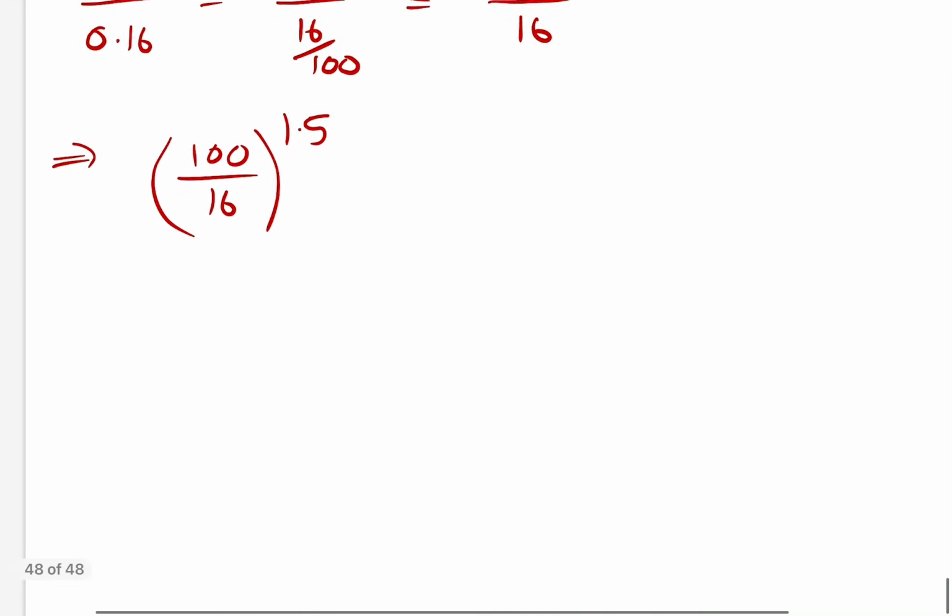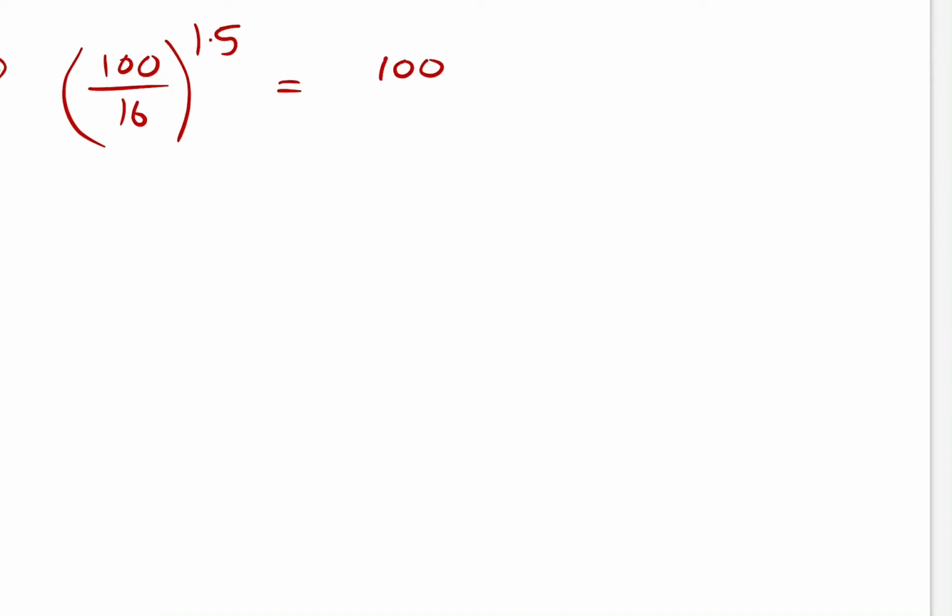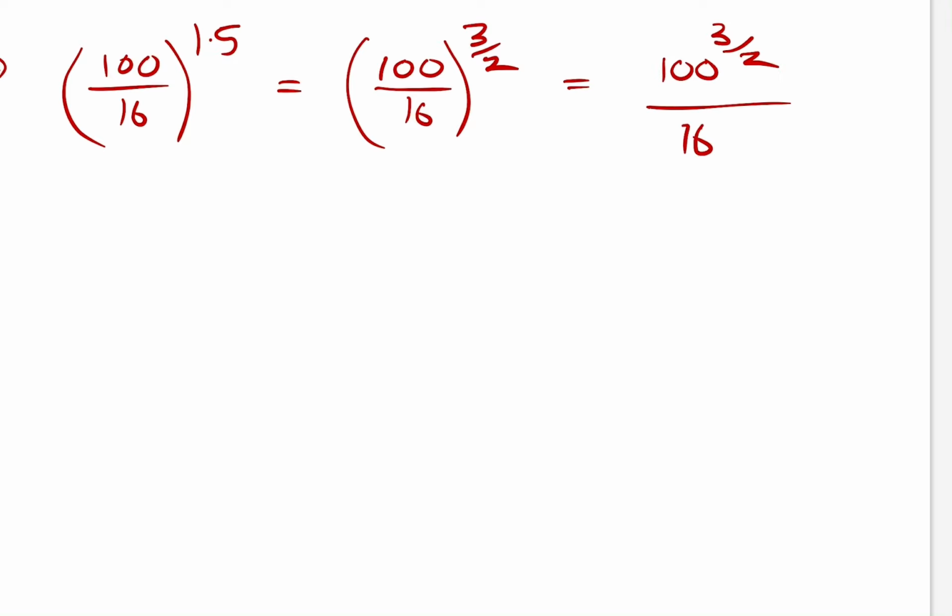This is great, but we still don't really know what to do with that 1.5. However, let's change it to 3 over 2. That is much better now, because we can now use the rule I wrote down earlier, and change this into 100 to the power of 3 over 2, and 16 to the power of 3 over 2. Now we just need to remember what to do when we have a power of a fraction. And this is the rule.